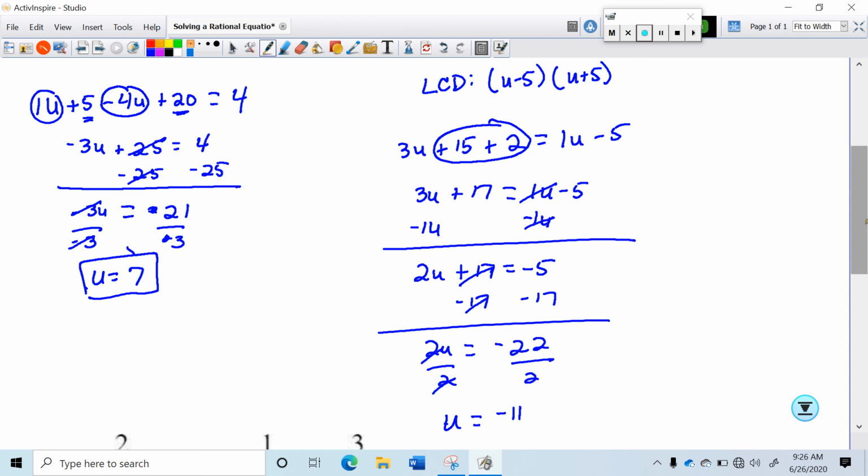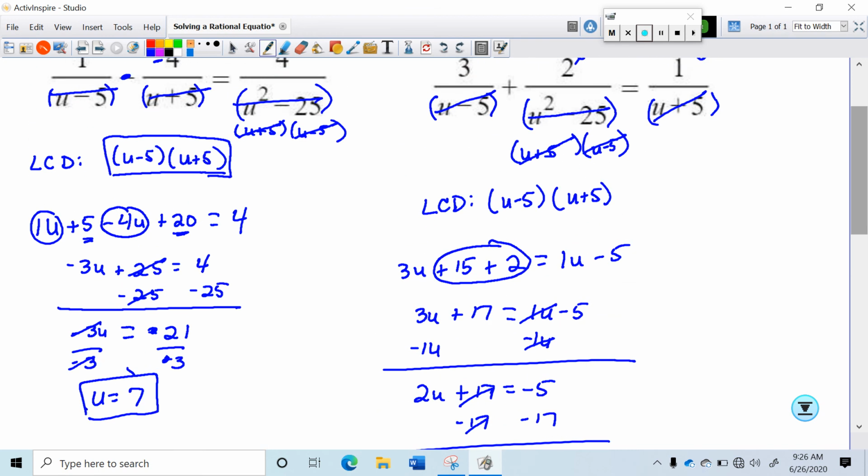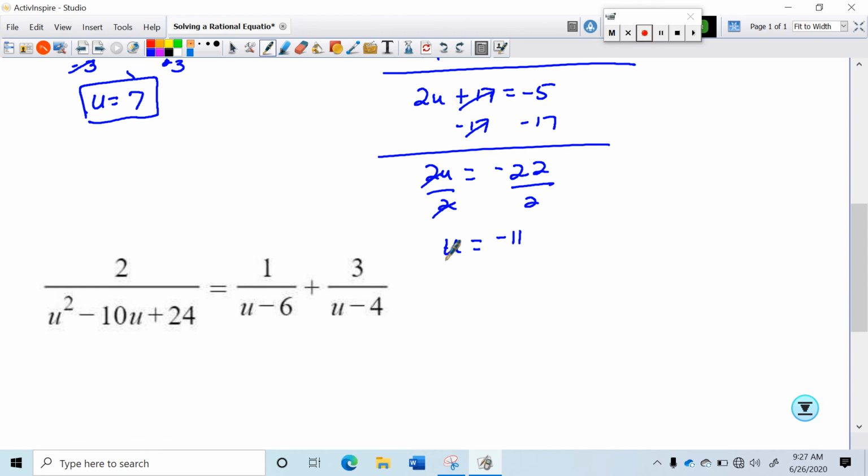Negative 11, check that against the original denominators. So negative 11 minus 5 is not 0. Negative 11 times negative 11 is 121 minus 25, which is not 0. And negative 11 plus 5, that's not 0 either. So negative 11 is the answer to that one.